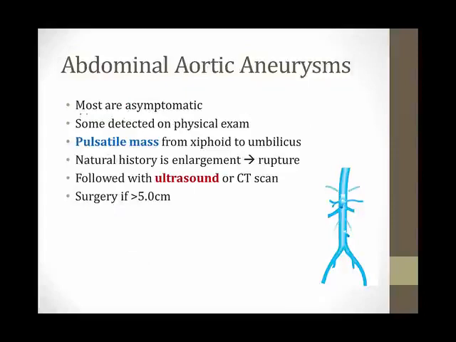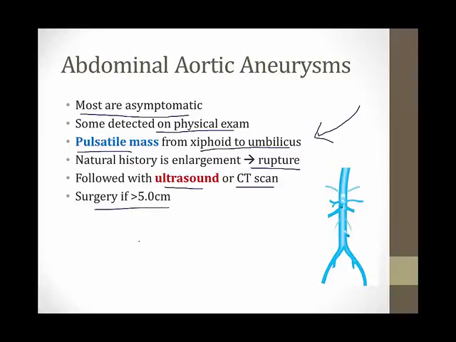Most abdominal aneurysms are asymptomatic, and we screen many patients, especially male smokers around 60 or 65 years of age, because these aneurysms can occur and be asymptomatic. Some are detectable on physical exam. The classic finding is a pulsatile mass from the xiphoid to the umbilicus, which is the path that the aorta runs in the abdomen. The natural history is for them to steadily enlarge and then rupture, which can be life-threatening, and for this reason we usually follow them with ultrasound or sometimes CT scan, and surgery is usually performed if they get over 5 centimeters because that's the point where the risk of rupture becomes substantial.